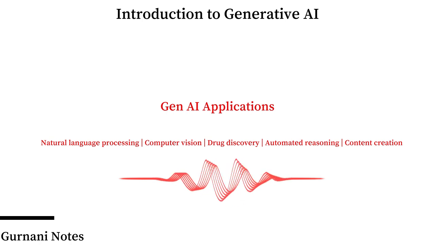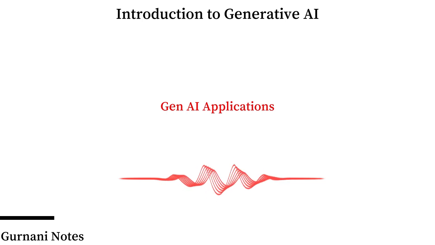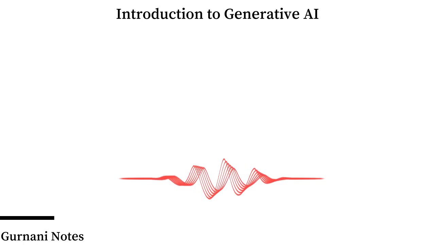Now, what we have seen so far is what exactly is artificial intelligence, the difference between AI, machine learning, and deep learning. Then we looked into generative AI, and we looked into generative AI applications. Now, let's see what efforts Google is taking for the generative AI industry.